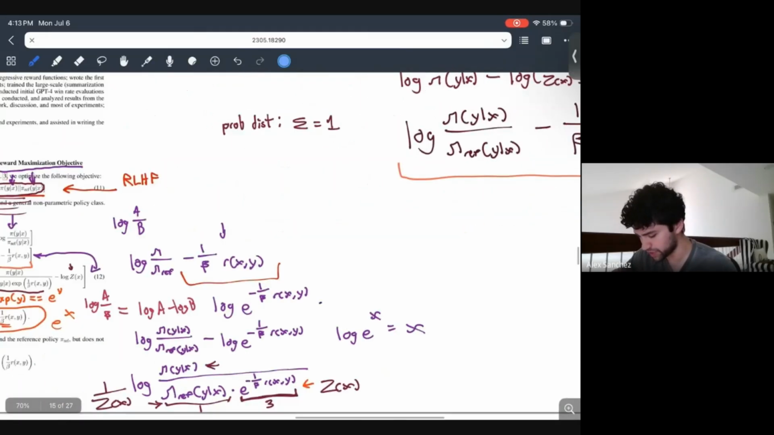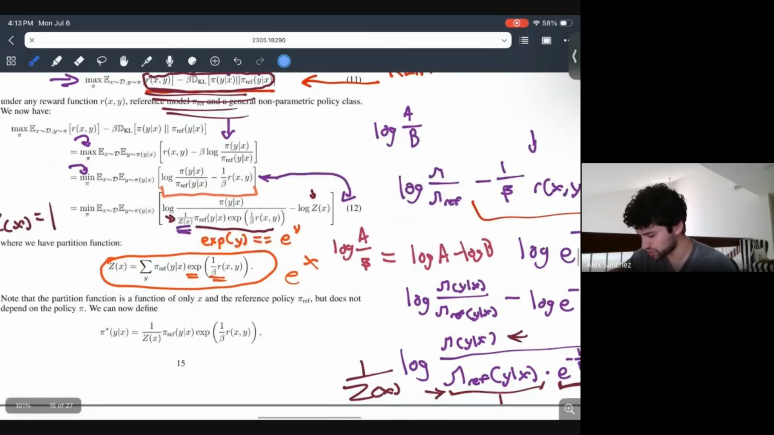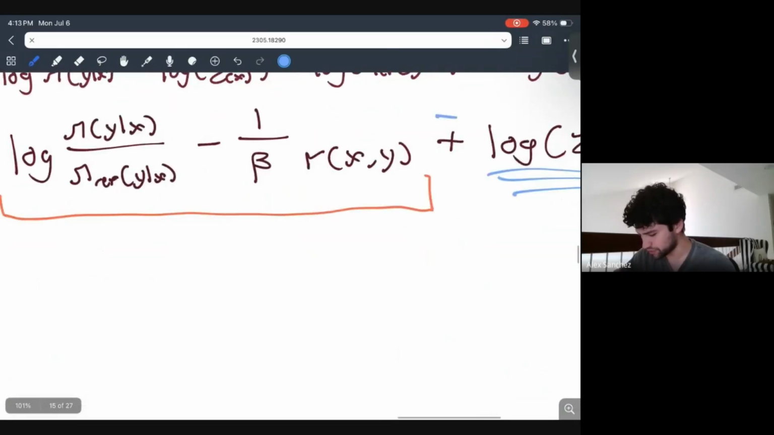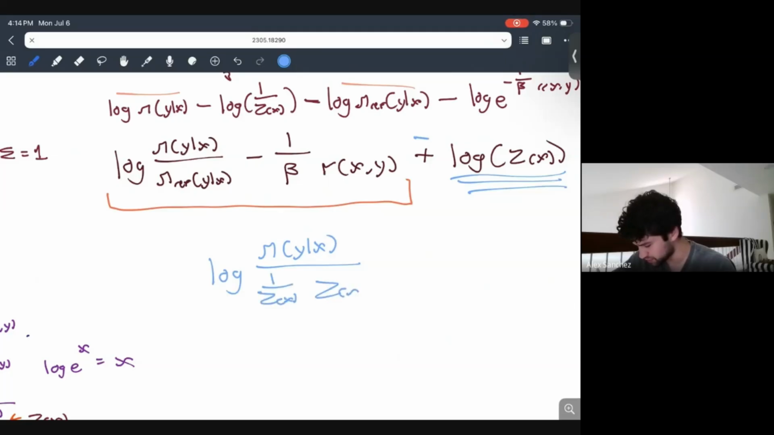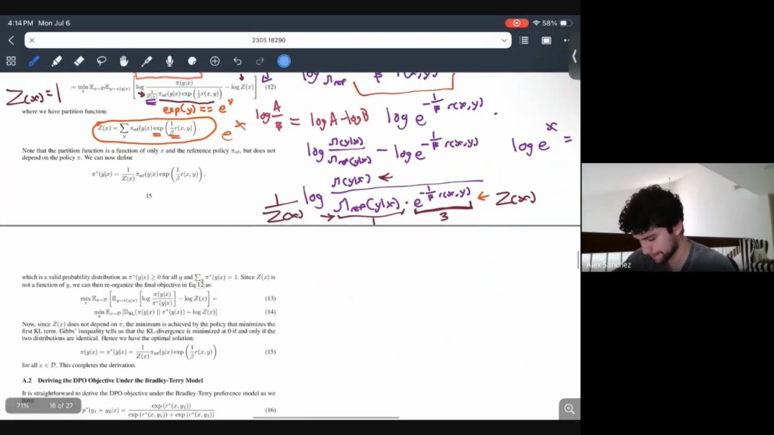So again, if we want to keep everything mathematically the same, we have to subtract this bit out. That's why we end up with this internal equation, which is basically the log of our policy over 1 over z of x, minus log of z of x. Hope that part made sense.